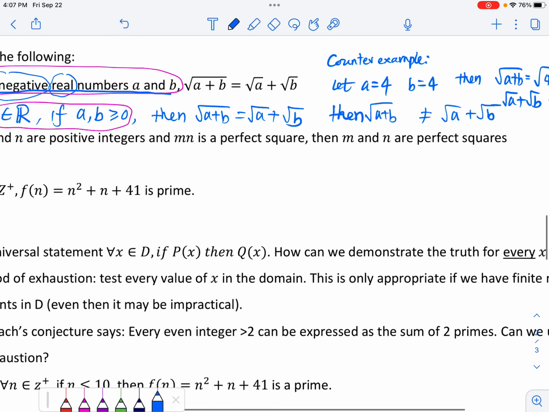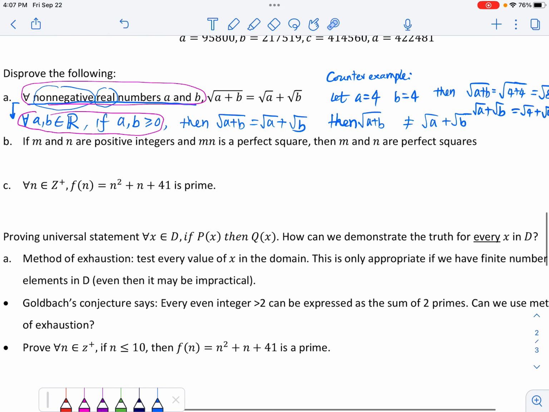Now let's take a look at the second one. Second one is nice now because it's the if-then statement. So therefore, we are trying to find m and n that are positive integers, and at the same time, m times n is a perfect square. So find m and n so that this is true. Now you also want to make sure m and n are not perfect squares. So also, meanwhile, you have to make sure this is false to disprove this statement. So here's the counterexample.